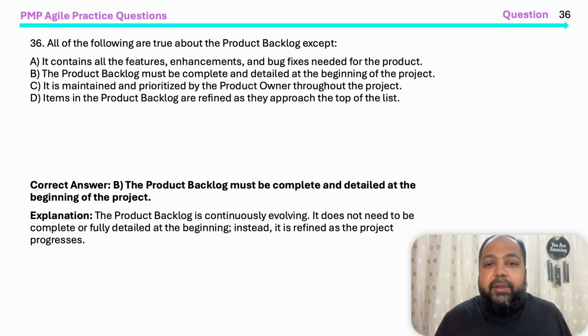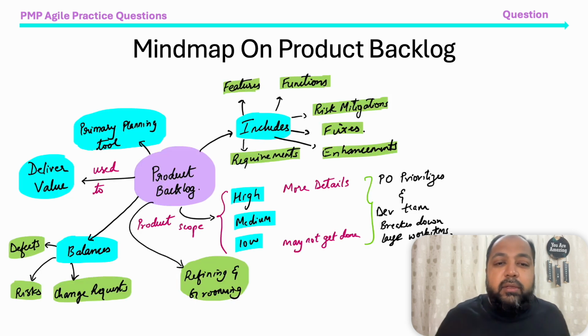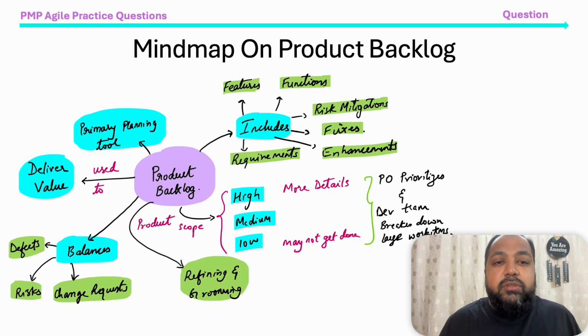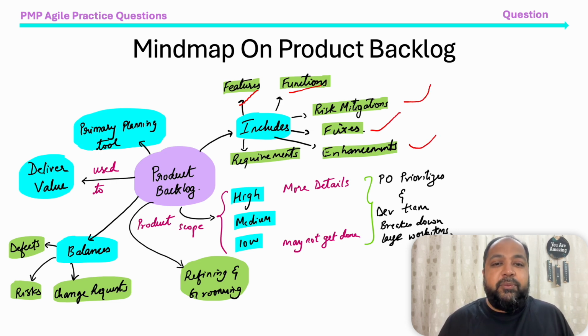Mind map on product backlog. So now let me summarize the product backlog with a mind map. Product backlog, what is it? It includes the features, functions, any risk that you see, any risk mitigation also will be added to the product backlog. Any fixes, enhancements, requirements, all these will build your product backlog. A product backlog is an ordered list of high, medium, low priority items. High priority items are more detailed and low priority may not get done sometimes. The product owner prioritizes the backlog and the development team slices or breaks down the backlog. Then the product backlog is also called the product scope.